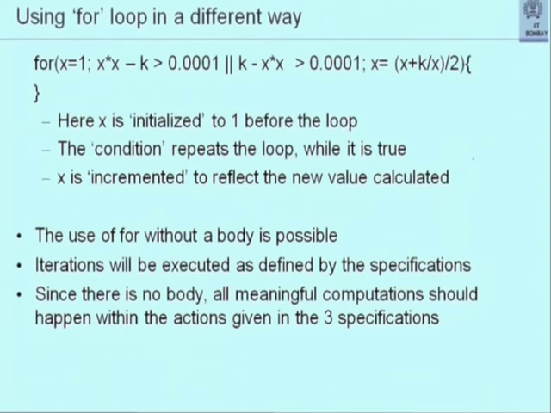Just to explain this, when I say for x is equal to 1, x star x minus k greater than this, and so on, here x is initialized to 1 before the loop. Next, the condition repeats the loop if it is true. This is the condition. There is no body, so nothing is to be executed. The increment: x is incremented to reflect the number. So this is a perfectly legal and correct C++ program, it will work exactly like what the while statement would do.